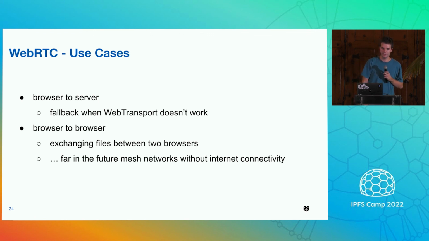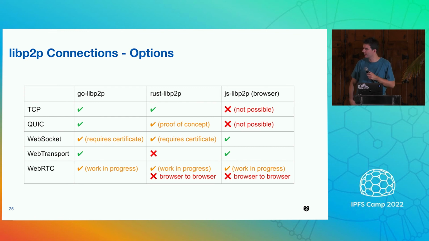So what are the use cases? As I already mentioned, for the browser-to-server use case, it's a fallback when WebTransport doesn't work. And for browser-to-browser, we can potentially exchange files directly between 2 browsers, which is cool. And maybe very far in the future, we are not currently working on this, just an idea, it might be helpful in mesh networks that don't have any connection to the internet. So that completes our connectivity table. WebRTC, as I mentioned, is in progress. It will be done very soon, and stay tuned for updates there.